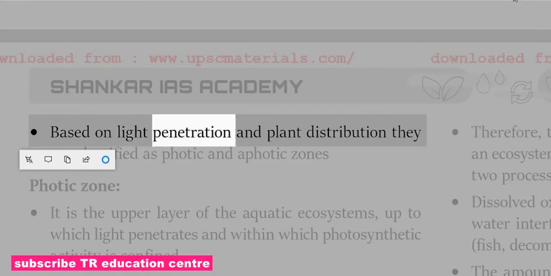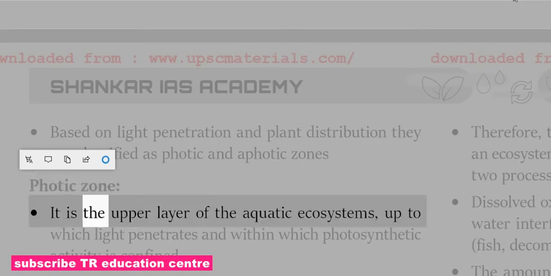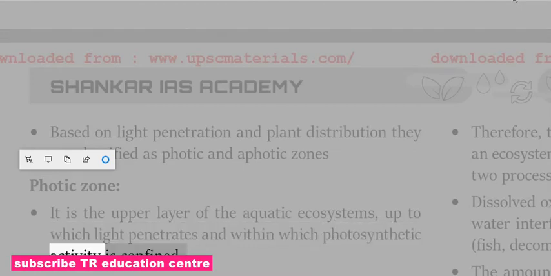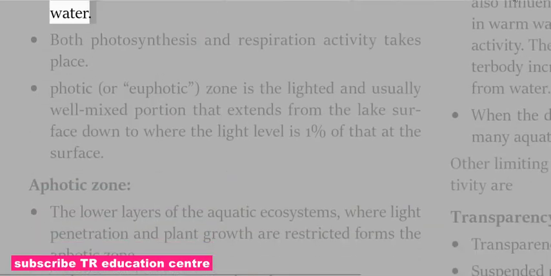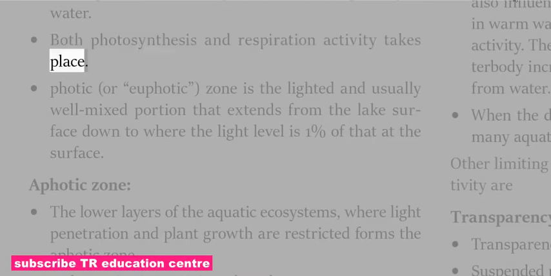Based on light penetration and plant distribution, they are classified as photic and aphotic zones. Photic zone: it is the upper layer of the aquatic ecosystems, up to which light penetrates and within which photosynthetic activity is confined. The depth of this zone depends on the transparency of water. Both photosynthesis and respiration activity take place.